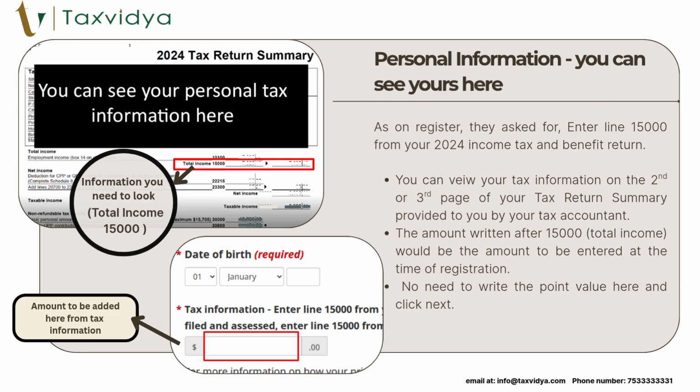You can view your tax information on the second or third page of your tax return summary provided to you by your tax accountant. The amount written after 15000, total income, would be the amount to be entered at the time of registration. No need to write the point value here. Click Next.